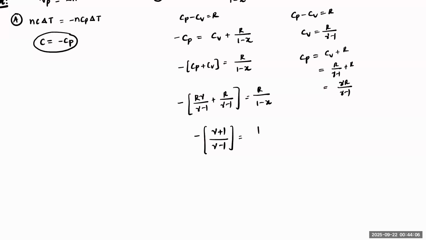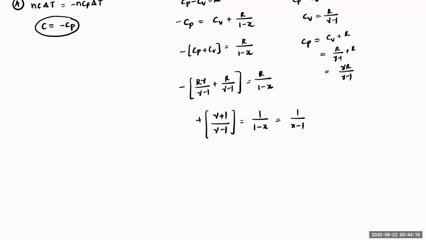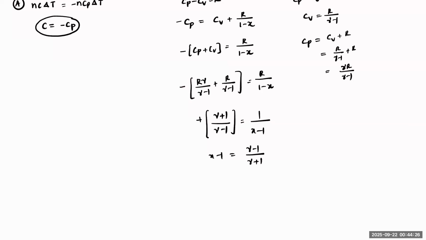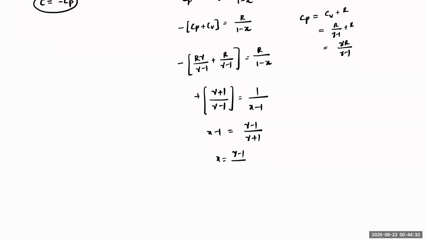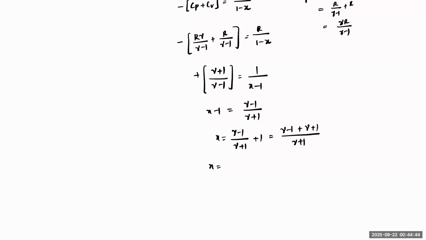That is equal to 1 by 1 minus x. So if I take this minus on the other side, I'll get 1 by x minus 1. So this can be removed out. So x minus 1 is equal to gamma minus 1 plus gamma plus 1, gamma plus 1, yeah. And now we should get gamma minus 1 by gamma plus 1 plus 1, which is equal to gamma minus 1 plus gamma plus 1 divided by gamma plus 1. Yeah, now we are getting it. So x is equal to 2 gamma by gamma plus 1. So this is the value of x.